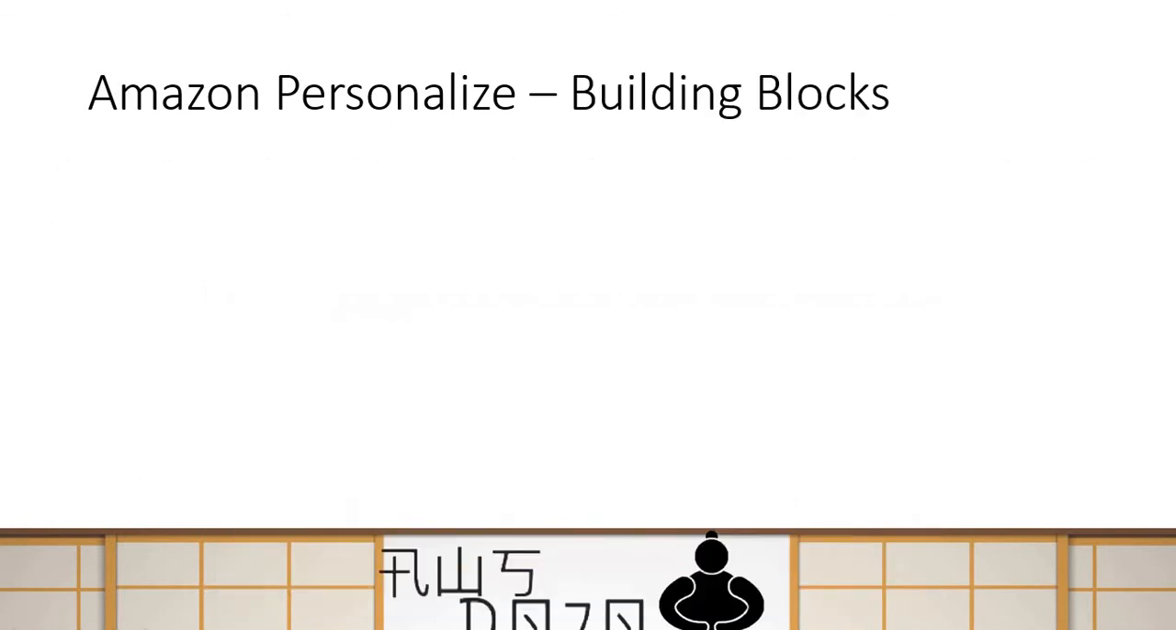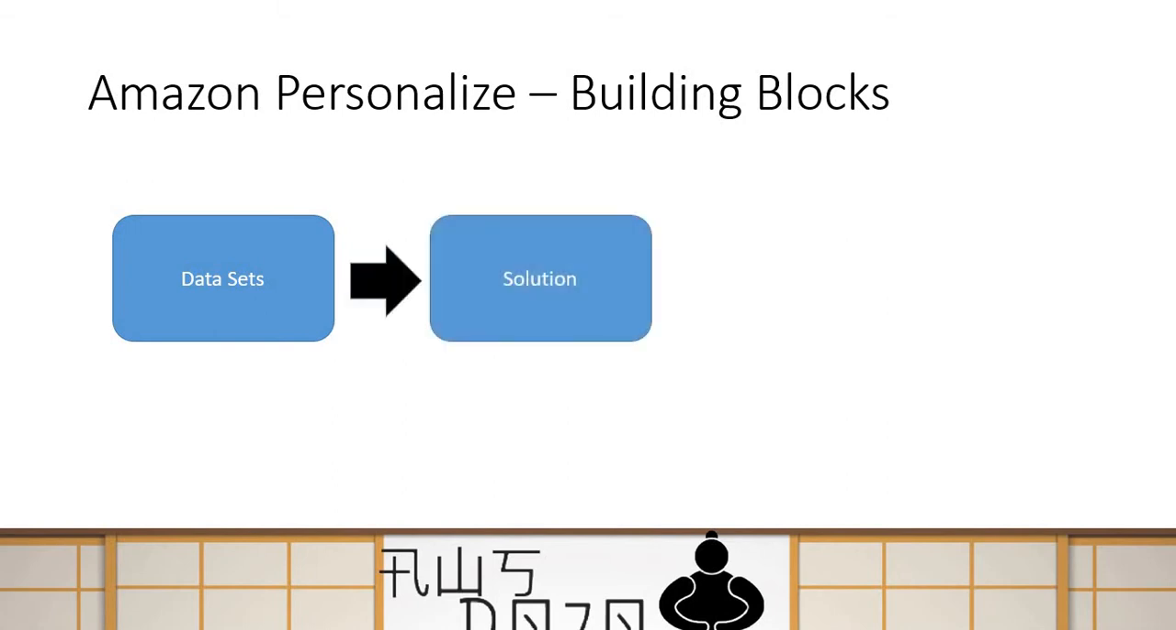Let's understand the building blocks, and it's a very simple and straightforward service. The first building block is the data set. If you're trying to use Amazon Personalize, then you need to have a data set which represents the historical behavior of the customer. It could be the historical purchase behavior of the customer, or the historical movie watch behavior of the customers, and based on that you can build a solution.